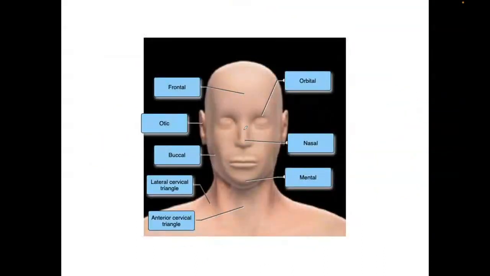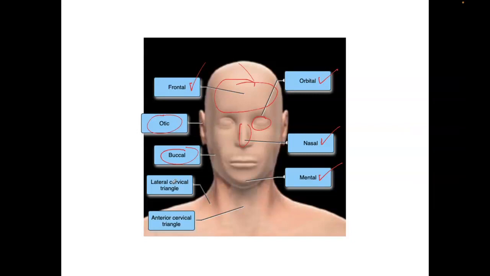So this has shown up in the past on some of the McGraw-Hill quizzes. And again, you'll have the terms off to the side, and it's a drag and drop. So this part is the frontal region. The eye is orbital or ocular. The nose is nasal. The chin is mental. The cheek is buccal, for buccinator. The ear is otic.